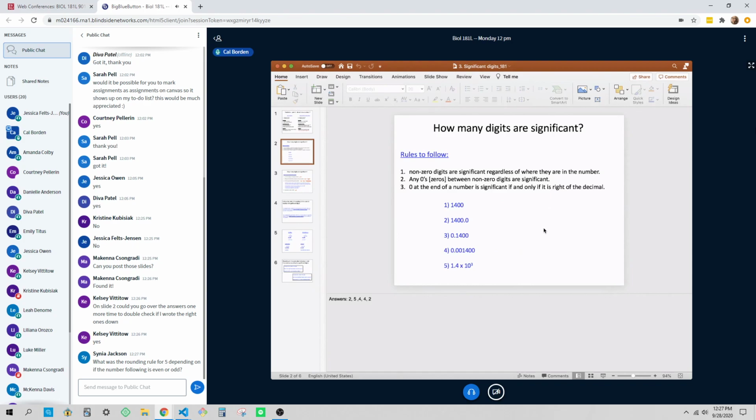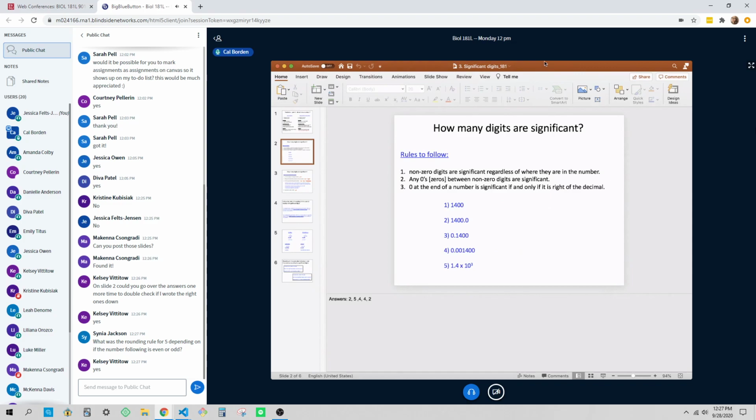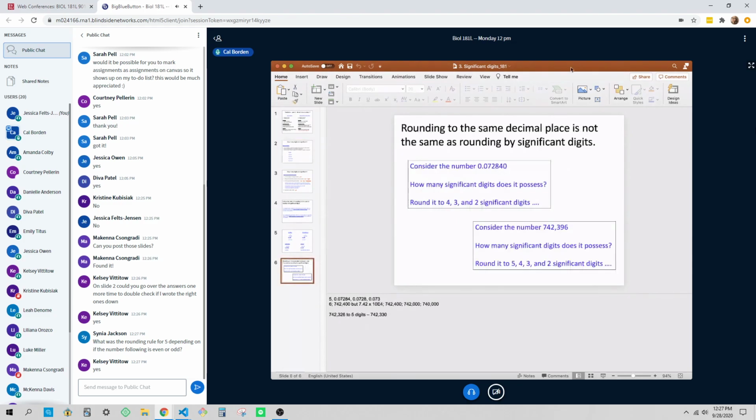So is that okay, Kelsey? And Miss Jackson has a question on the table. What is the rounding rule for 5 depending on if the number is odd or even? All right, so the way I was taught, if the last number is a 5 and the preceding number is even, it does not get rounded. If the preceding number is odd, then it gets rounded up. Not everyone follows that rule. That's the rule I'm going to follow. Is that clear?